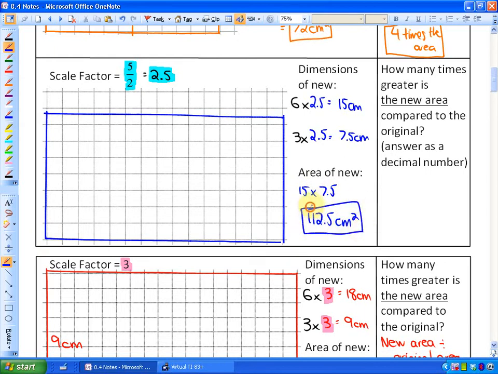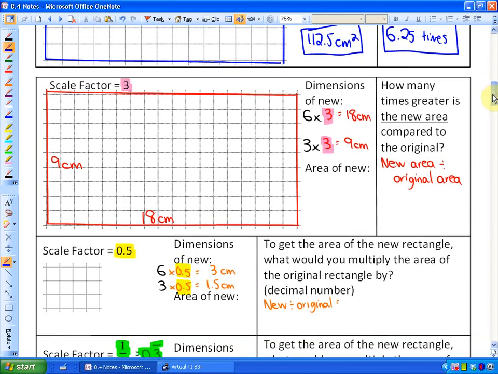The same question is being asked: how many times greater is this new area compared to the original? The new area is 112.5 and the original was 18. If you divide those, you can try it on your own, you get 6.25 times greater area. So how is the scale factor of 2.5 related to an area being 6.25 times greater? That's something we're going to begin to answer.